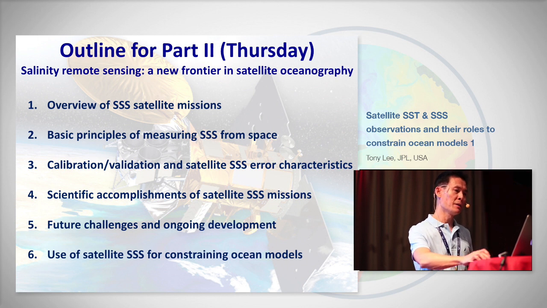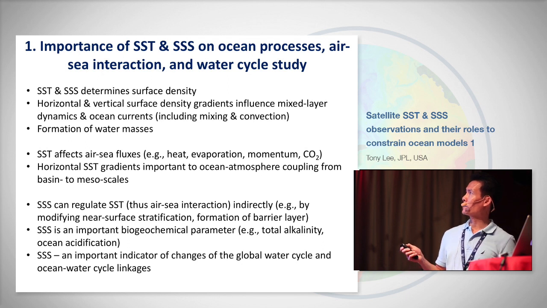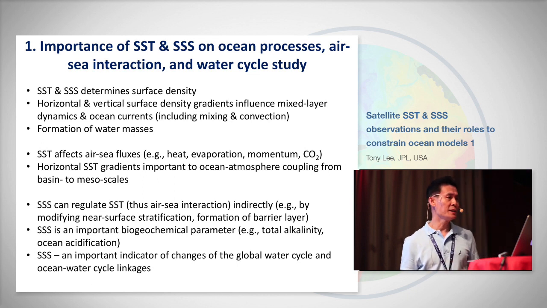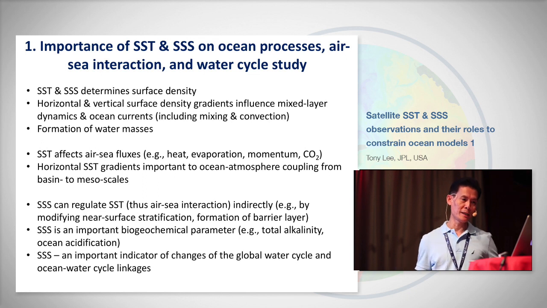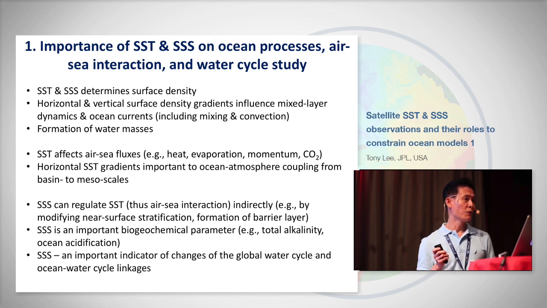So back to today's topic. First, I'll be talking about the importance of SST and SSS on studying ocean processes, interaction, and water cycle study. Well, first of all, SST and SSS determine surface density, right? And the horizontal and vertical gradients of the surface density are important to mixed layer dynamics, ocean currents, including mixing and convections, and surface salinity are also important for formation of water mass at the surface.